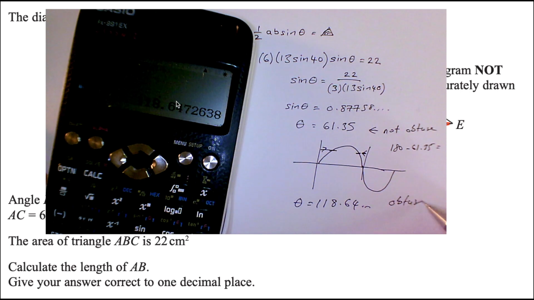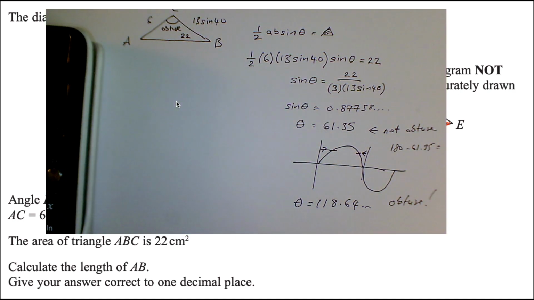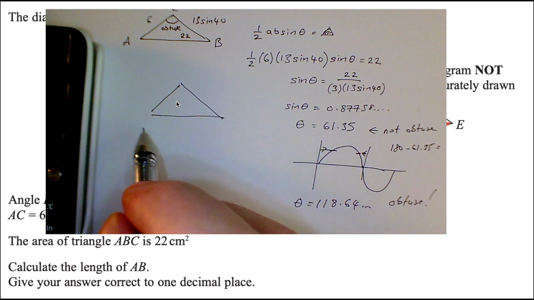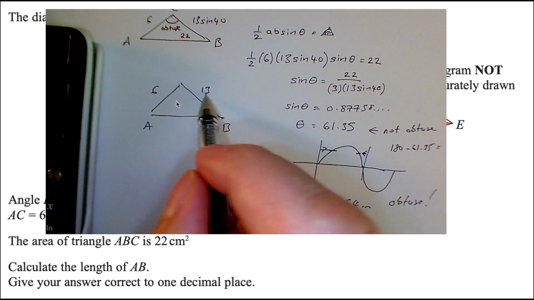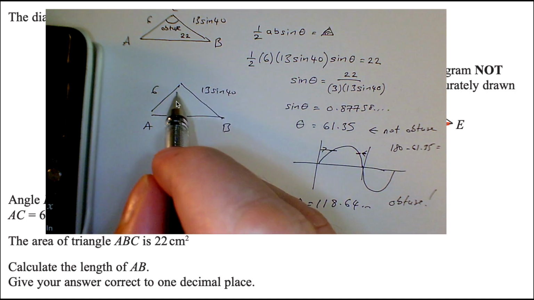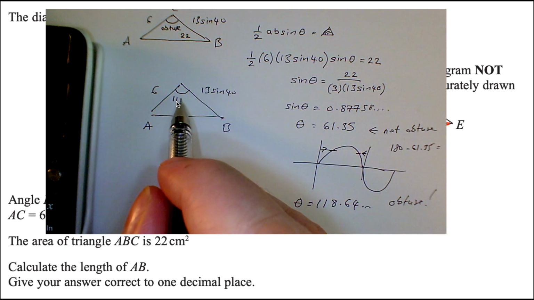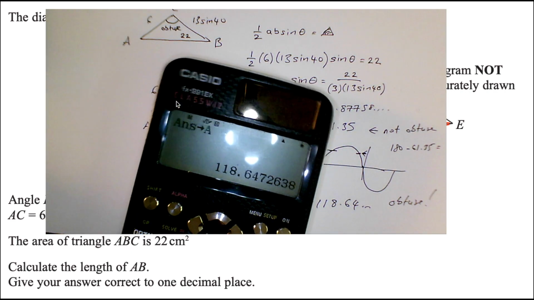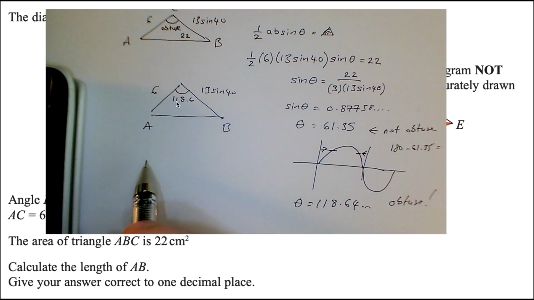It's obtuse. Good. Now, if I think about that end shape, I've now got 2 sides and an angle between them, and that is a candidate for the cosine rule. So let me draw the shape I've got now. I've got 13 sine 40, and I've got the angle there, which is 118.64. Although I'm going to put that into my A memory on my calculator, because I don't really want to round until the very, very end.